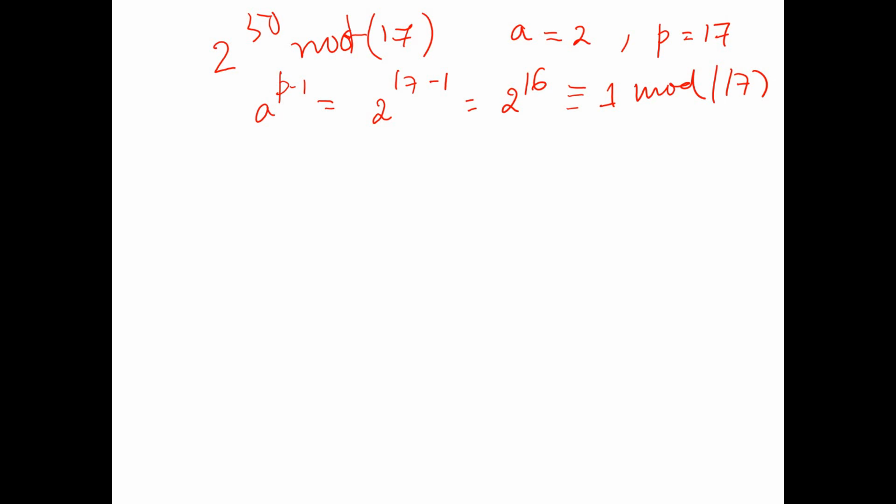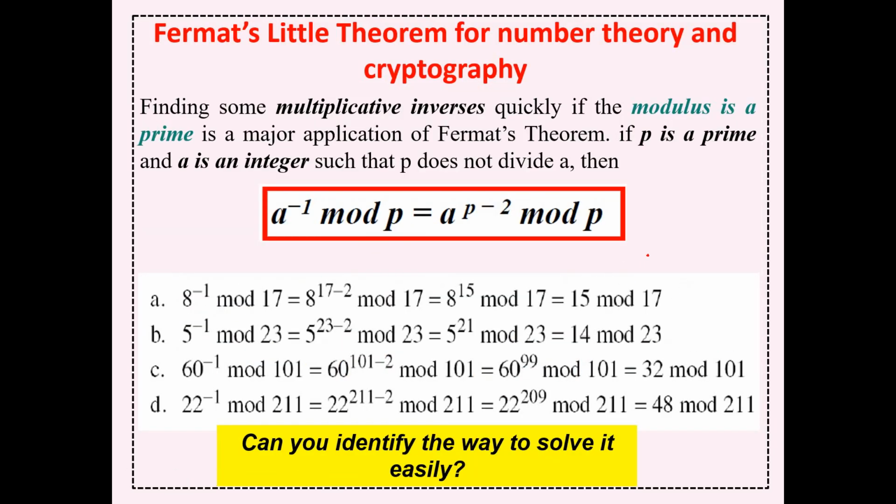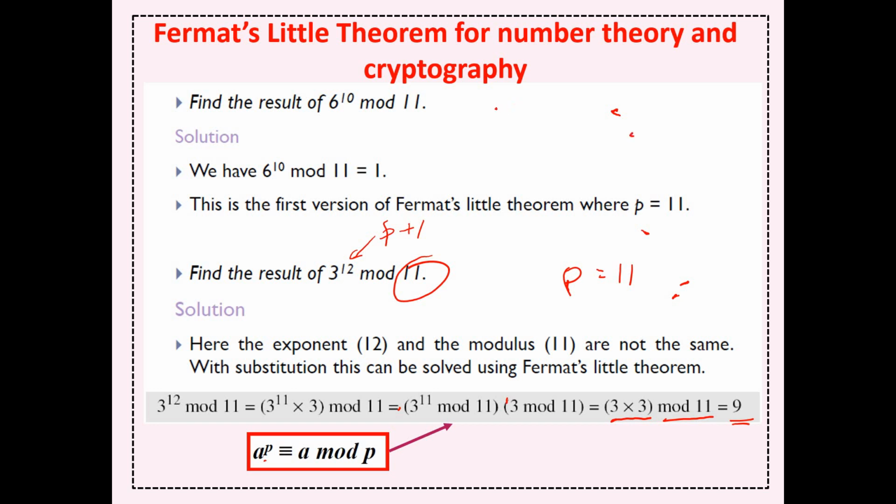So maybe I will just write the first step over here. 2 to the power 50 can be written as 2 to the power 16 cube multiplied by 2 square. This is how we are writing. Now, 2 to the power 16 mod 17 we can replace by 1. So that 3 times will be 1, and 2 square is 4. 4 mod 17, your answer is 4. That's why many people have given that answer.